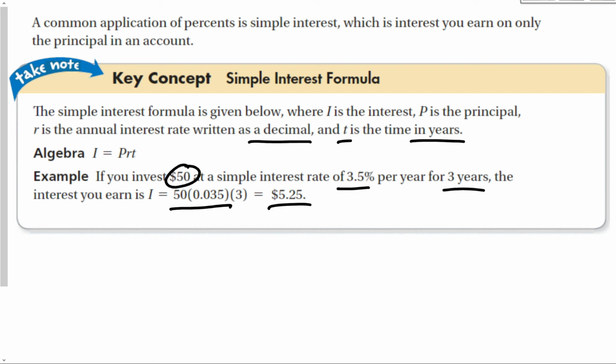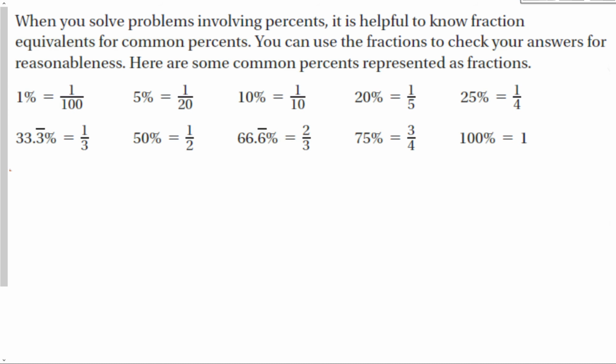Now, this is useful, okay? In Algebra 2, you'll learn a little bit more about compound interest, which is really the way the world works. But for now, we'll stick with simple interest. And when you solve problems involving percents, it's helpful to know fraction equivalents for common percents. You can then use the fractions to check your answers for reasonableness. Here are some common percents represented as fractions.